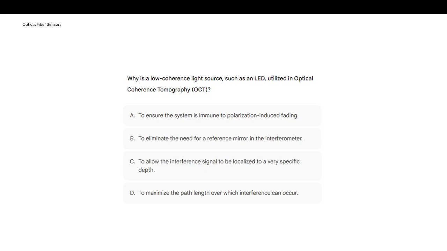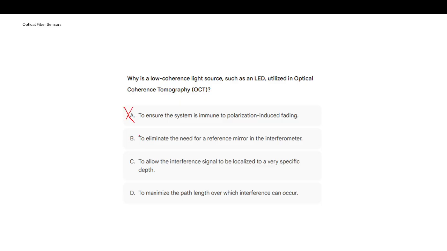Is it D? Okay, we'll go one by one and we'll see. To ensure the system is immune to polarization induced fading, so you can see that polarization induced fading won't come here in this concept.